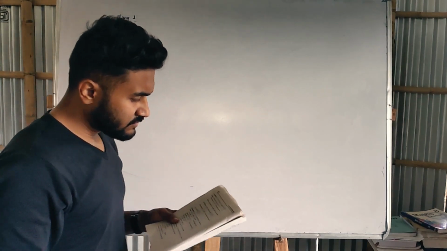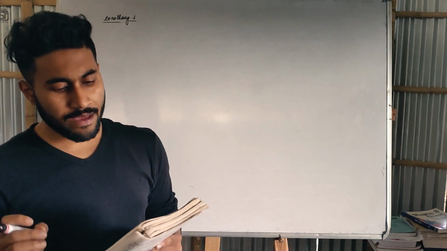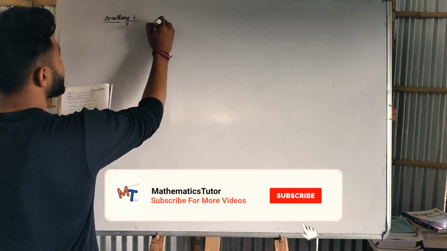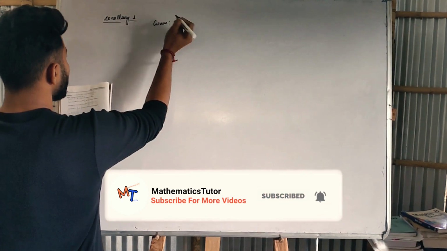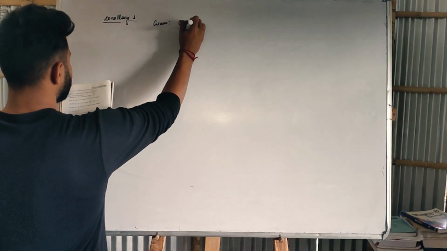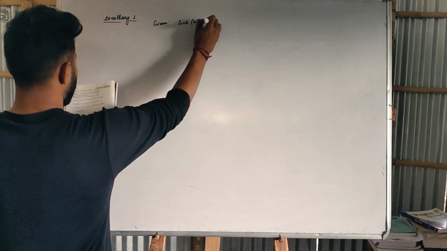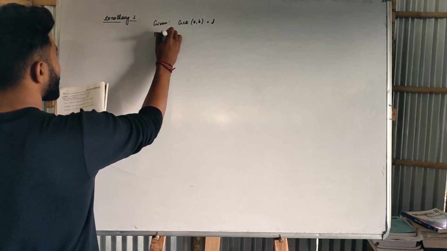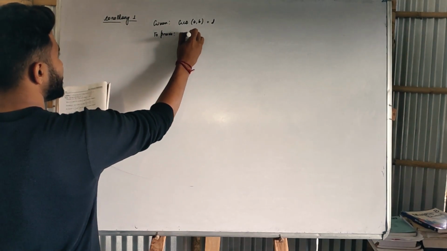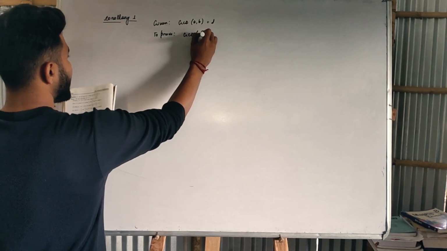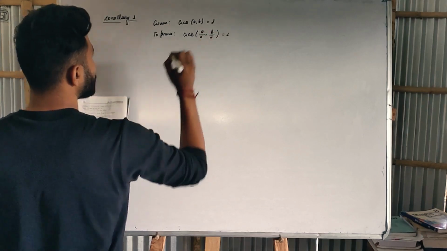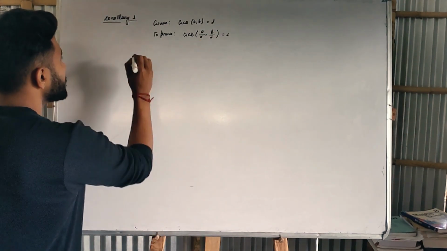what it says: if GCD of A, B is equal to D, then we have to show that GCD of A by D and B by D will be equal to 1. So, what is given? GCD of A, B is equal to D. And we have to prove that GCD of A by D comma B by D will be equal to 1. Right? So, proof.